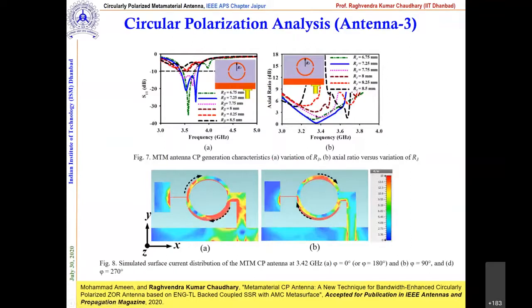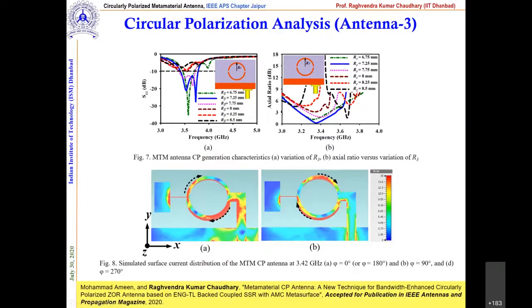Like the thing is, just having the orthogonal component will not serve the purpose of circular polarization. It requires the 90-degree phase shift too, correct. So changing the electrical length at some optimum radius will actually provide you an axial ratio bandwidth, and this is what is acceptable.